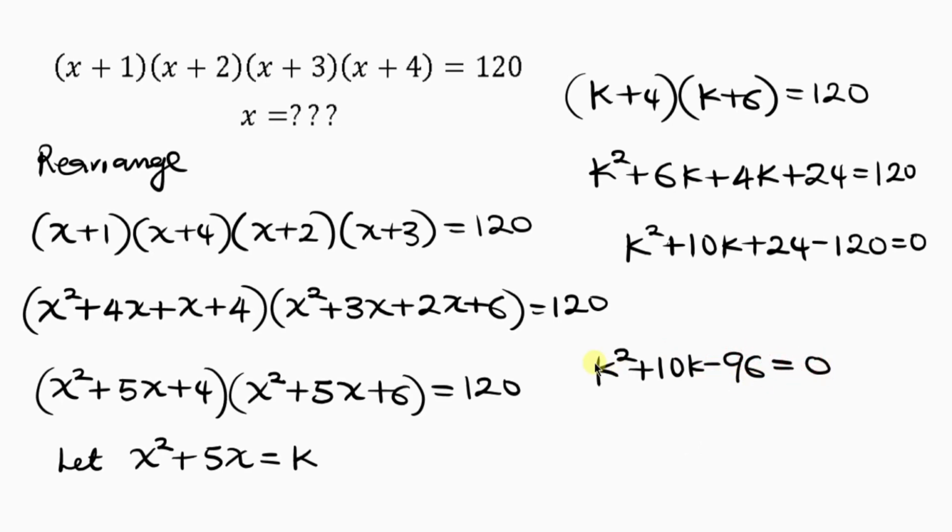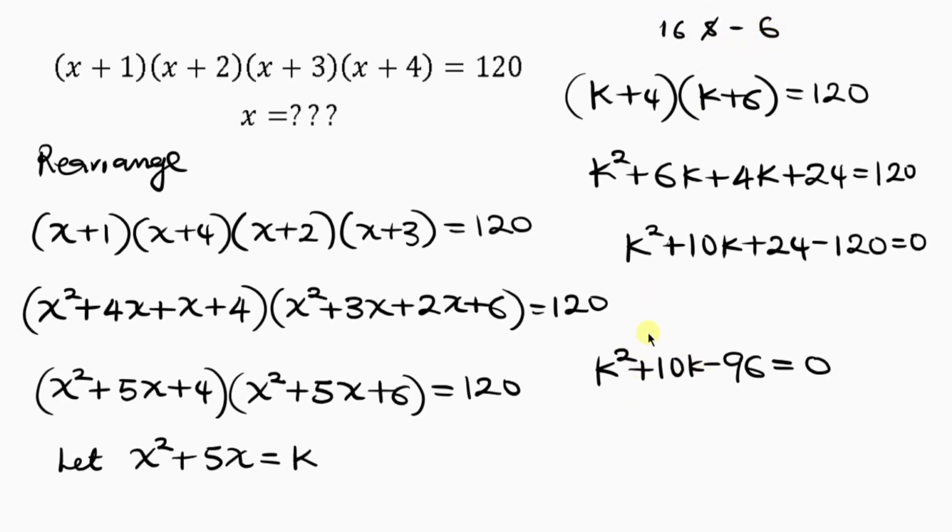So we have a quadratic equation that we're going to be solving. Well, we can factorize this quadratic equation. And how do we do that? Now, I have two factors, which when multiplied give negative 96, and which when added give me plus 10. And those two factors are 16 and negative 6. So these are the two factors that I have.